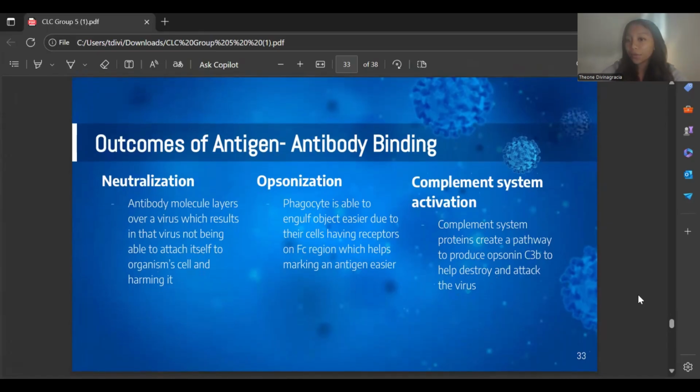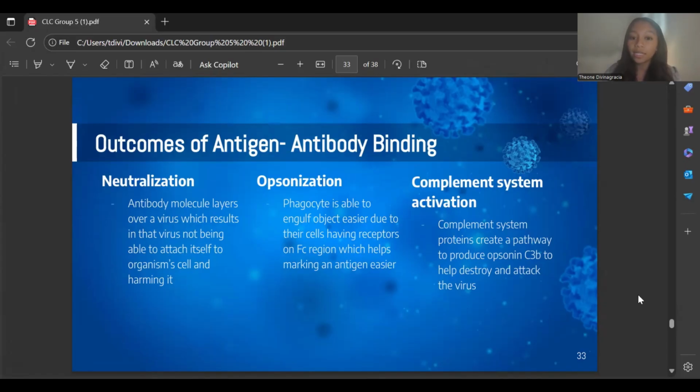Here are the outcomes of antigen to antibody binding. We have 6 of them, and the first 3 we'll be talking about are neutralization, opsonization, and complement system activation. Neutralization is when an antibody molecule layers over a virus, which results in that virus not being able to attach itself to an organism cell and harming it.